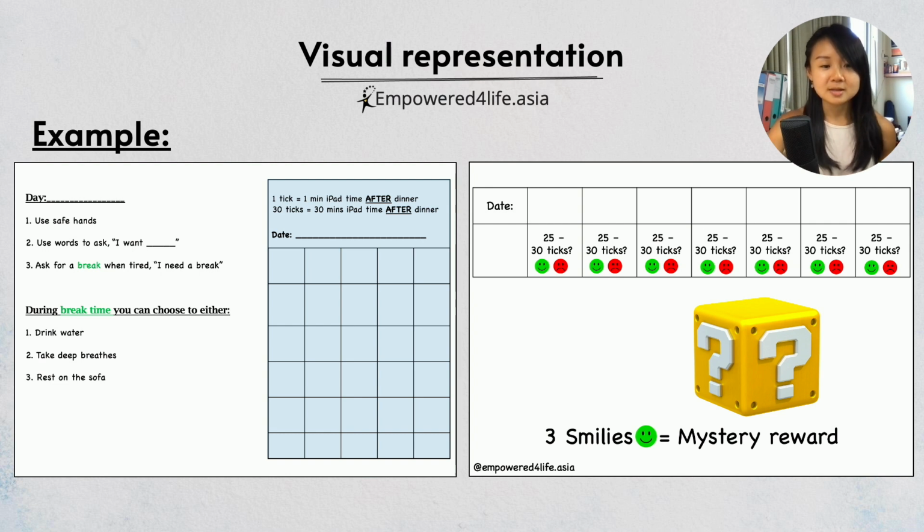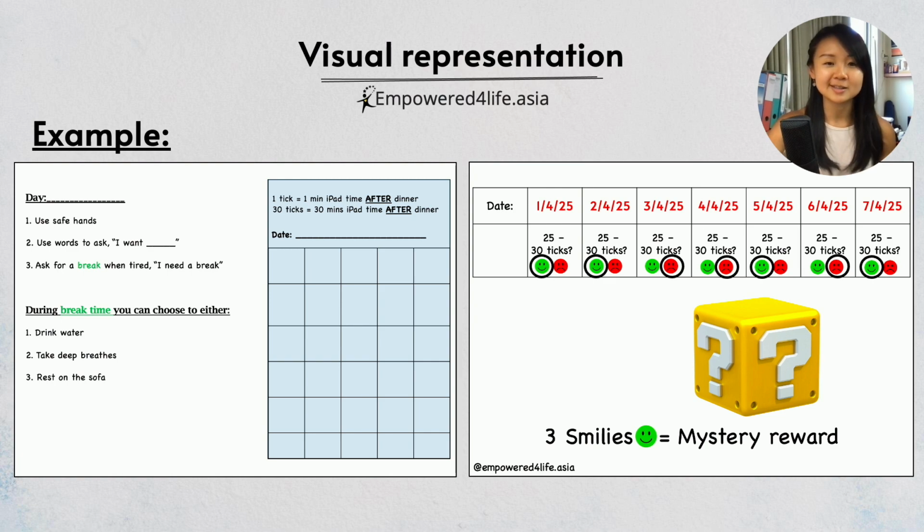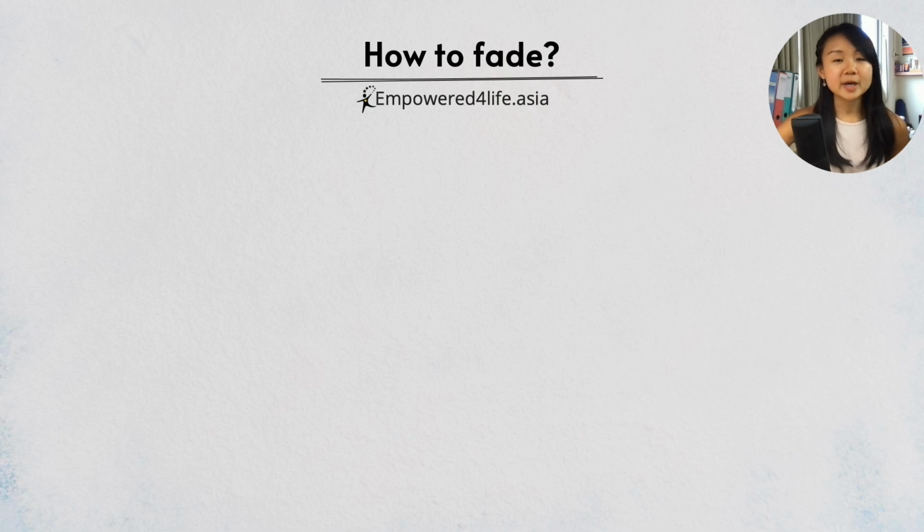Next, if we look over here at the example, for this child, he needs 3 smiley faces to earn a mystery reward. So we can take a look, maybe day 1, he gets a smiley, day 2, 3, 4, 5, 6, 7. Okay, in this case, this child has earned 4 smiley faces in a week. So does this child get the mystery reward? The answer is yes.